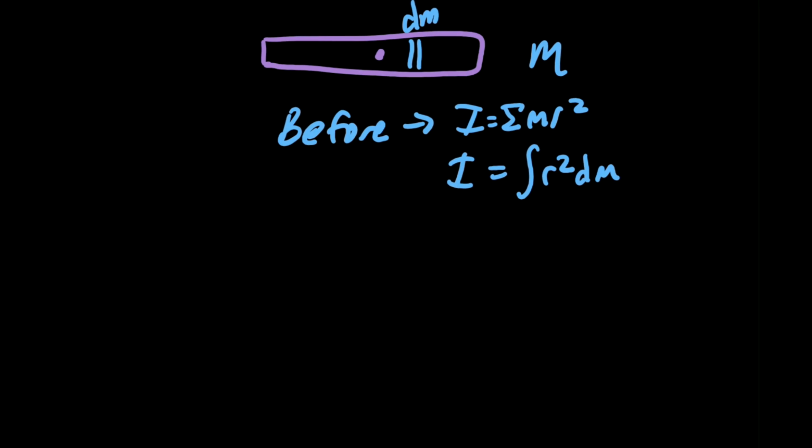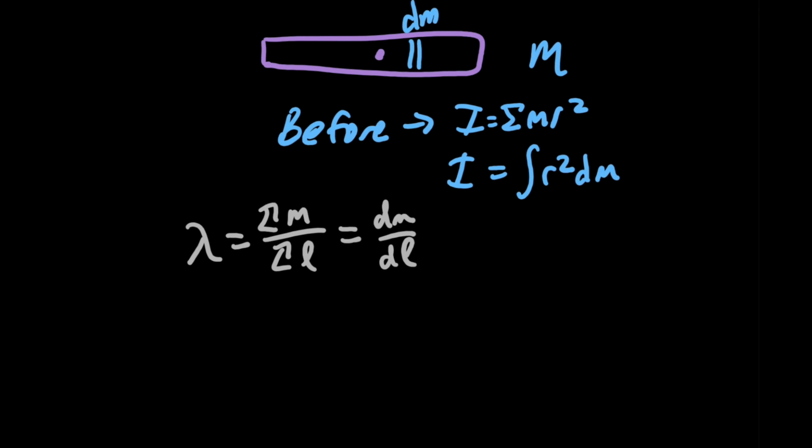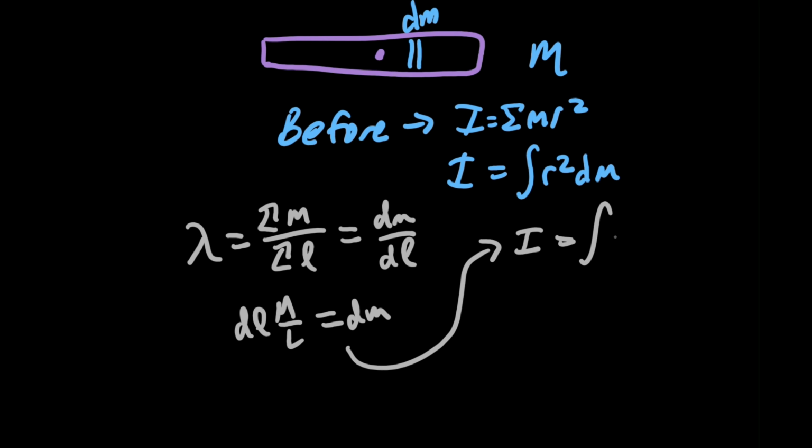Now, we briefly touched on this in a previous unit. But if we have this uniform density that we're assuming, this lambda is equal to the sum of the m's over the sum of the l's, which is equal to dm over dl. Then we can take dl times M over L, which is equal to dm. Right, just doing some simple algebra here. Using this information, we can plug this in here, so we have I is equal to the integral of r squared M over L dl.